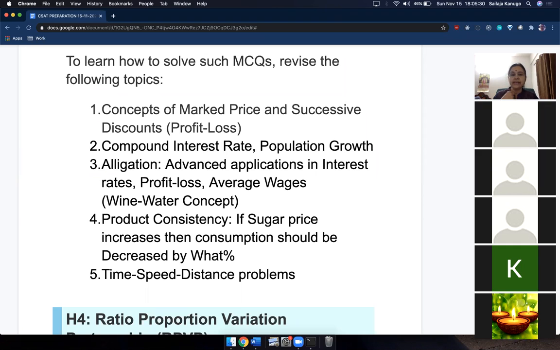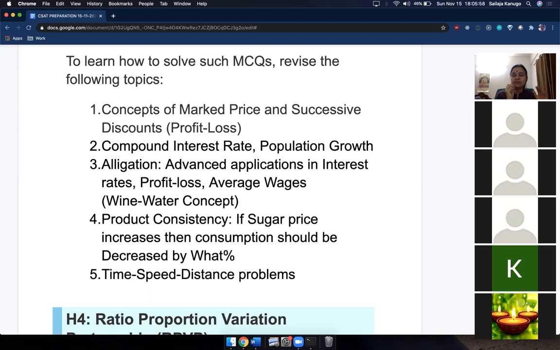Whenever there is any festival season, you say there is a sale. There is a sale with 50% discount. So what does the shopkeeper do? He fixes the price much higher than what he wants to sell at, so that he will get a profit. And then on that market price, he would give you a discount.